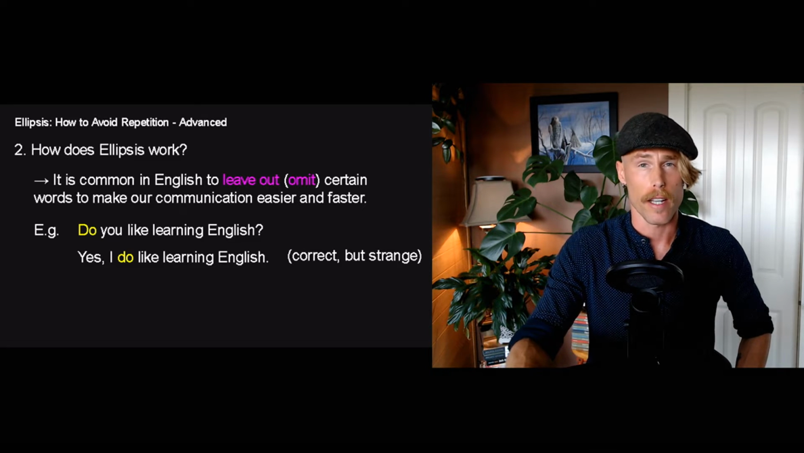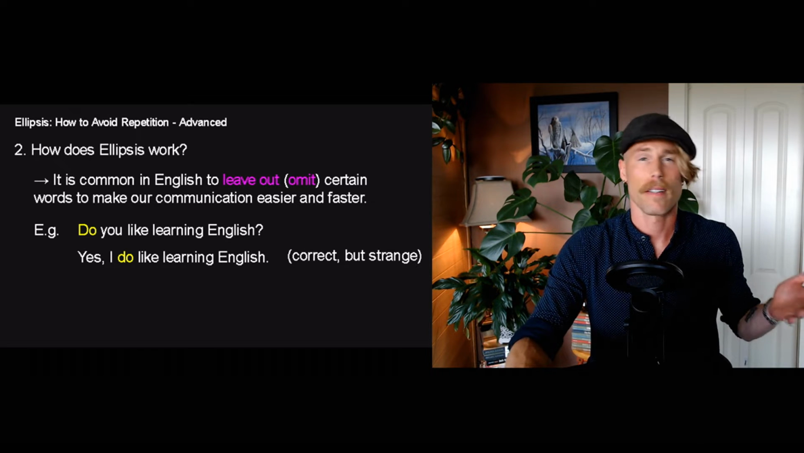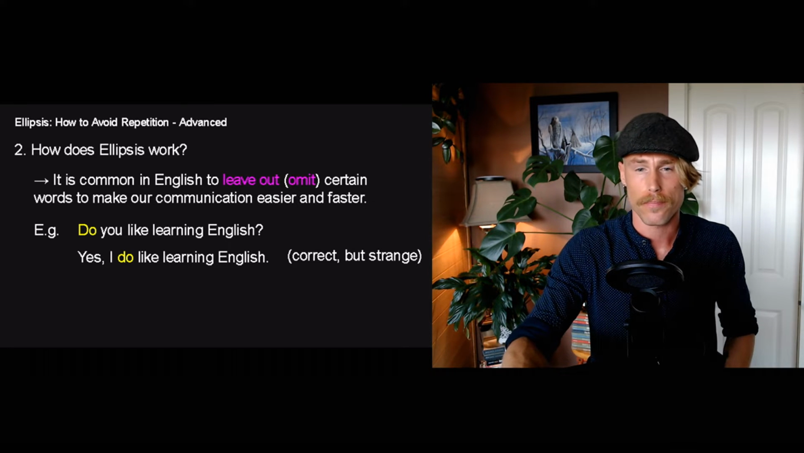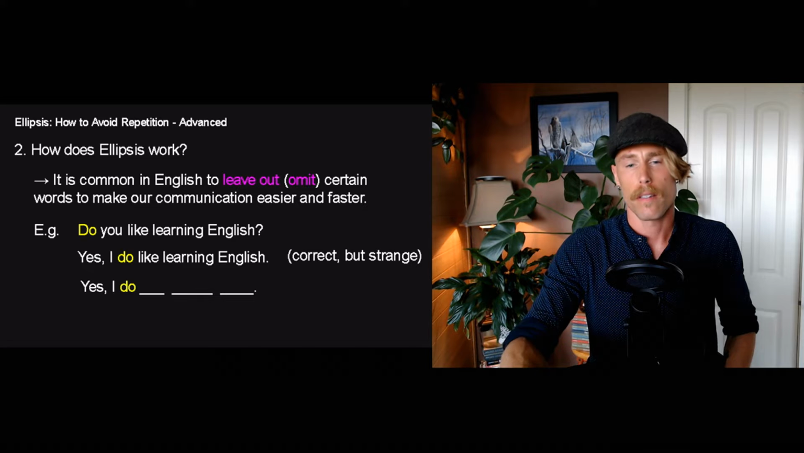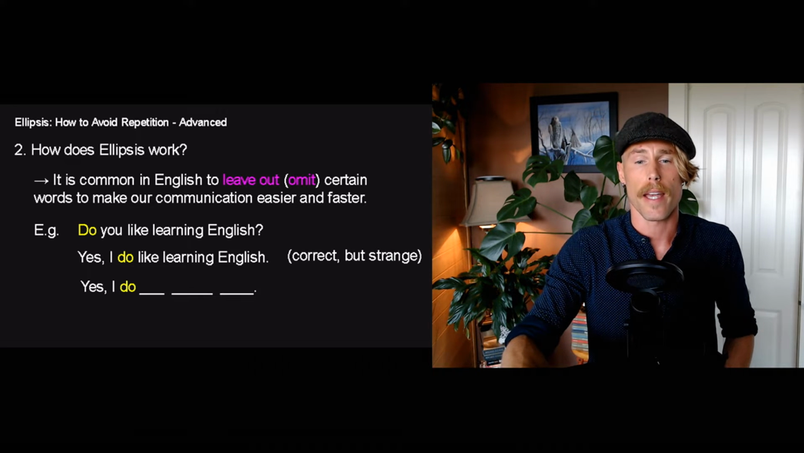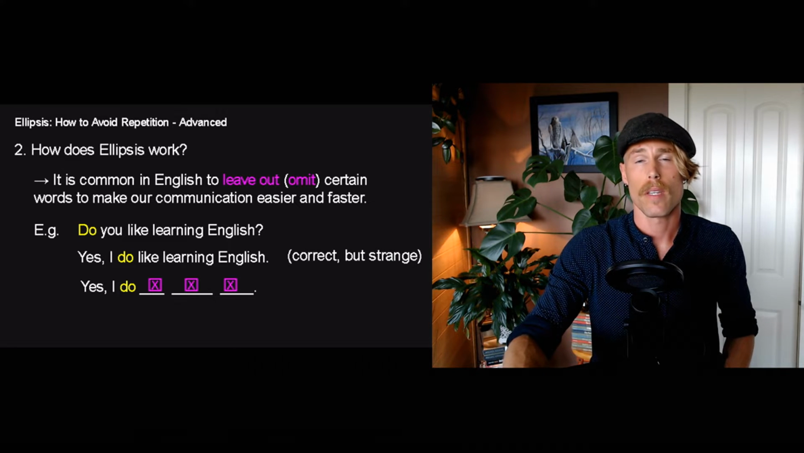Do you like learning English? Yes, I like learning English. It sounds a bit robotic. You don't want to do that, right? So we can see here, yes, I do, blank, blank, blank, or space, space, space. These are words that we can omit or leave out. So this is called ellipsis, leaving out certain words that are unnecessary.